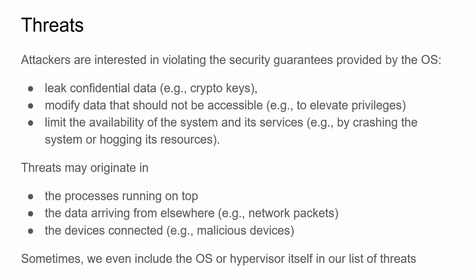And that brings us seamlessly to the threats. What are these threats that the operating system should guard against? These threats consist of attackers that are interested in violating the fundamental security properties that the operating system tries to safeguard. For instance, they may want to leak confidential data, they might want to modify data, and they may want to limit the availability of the system or its services, right? So these are the three main properties that we try to protect as an operating system: confidentiality, integrity, and availability.